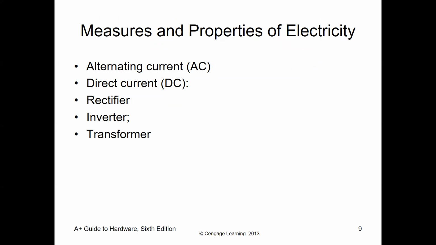It has a rectifier and an inverter. A rectifier is a device that converts AC to DC. An inverter is a device that converts DC to AC. A transformer is a device that changes the ratio of voltage to current.